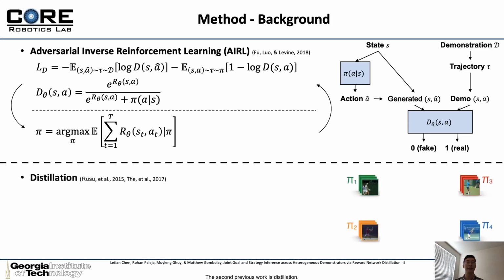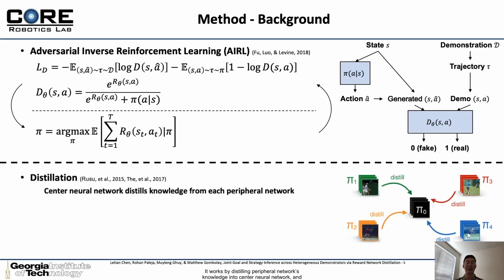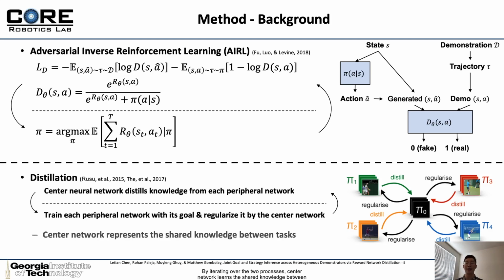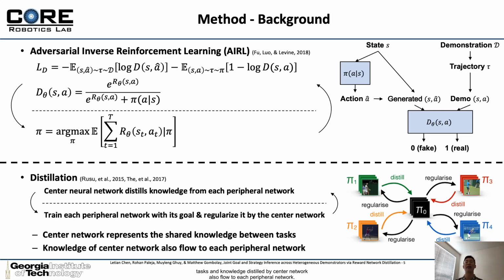The second previous work is distillation. Distillation is a knowledge transfer method. It works by distilling peripheral neural networks' knowledge into a center neural network and then training each peripheral neural network with the actual goal while being regularized by the center network. By iterating over the 2 processes, the center network learns the shared knowledge between tasks, and knowledge distilled by the center network also flows to each peripheral network.